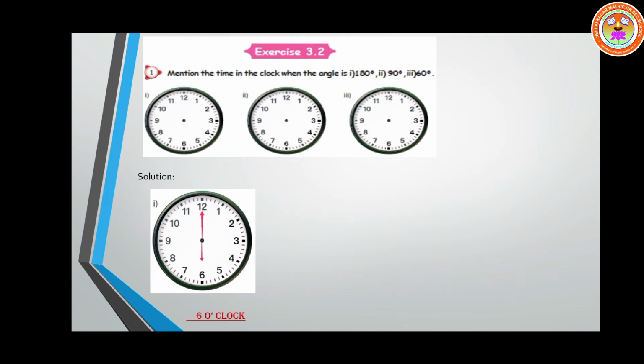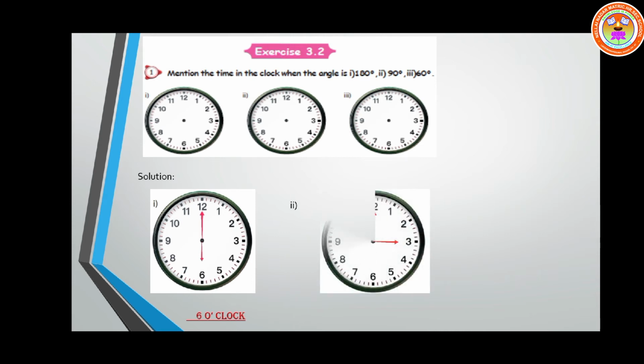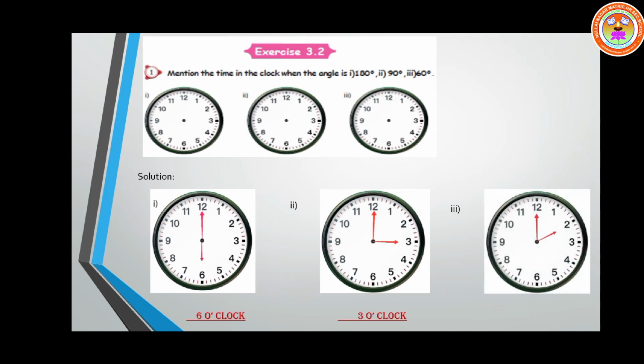Next for 90 degrees, what time should we take? It is 3 o'clock. So it makes 90 degrees, so 3 o'clock. Next for the third one, I can take it as 2 o'clock. Yes, it is 2 o'clock.